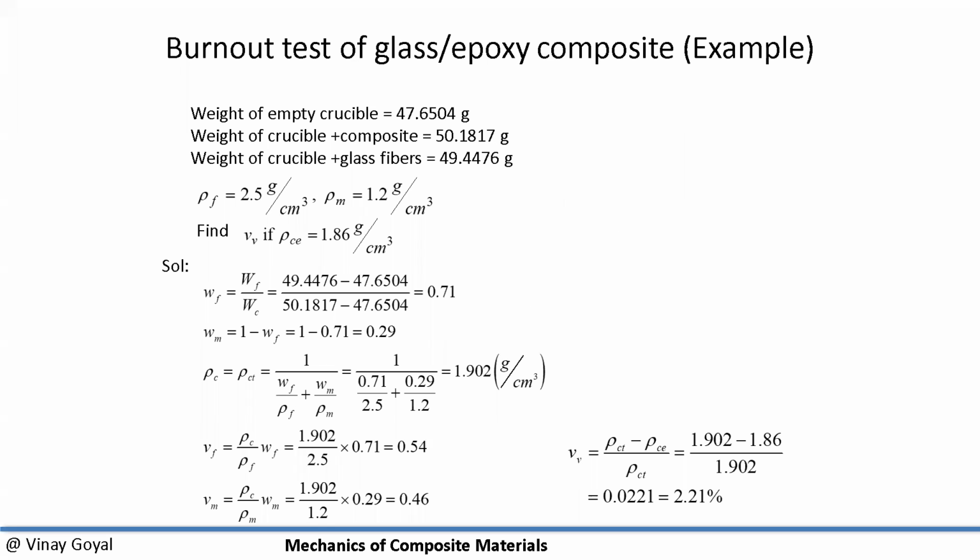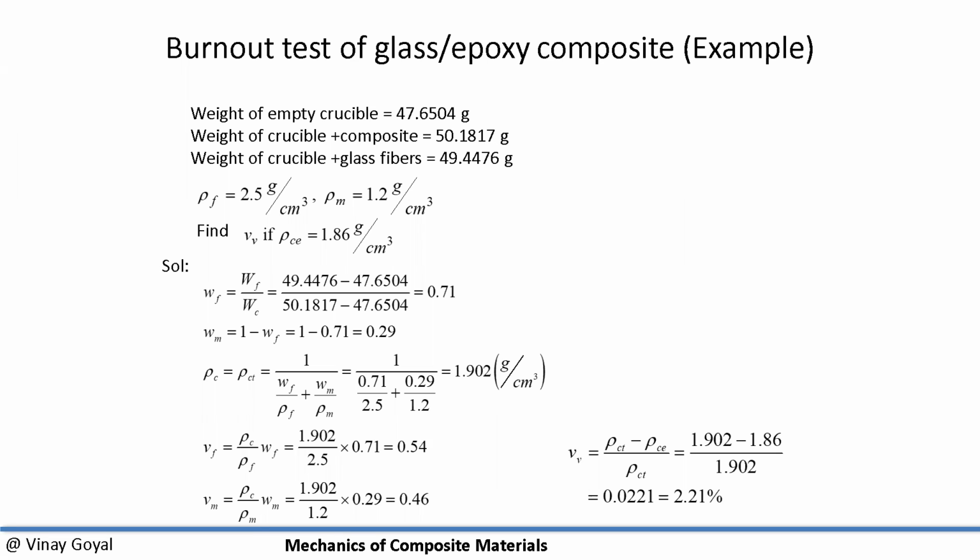So let's look at an example. We have the burnout test of glass epoxy composite with the purpose of measuring the void fraction. You can also measure voids by taking a cross-sectional examination of a laminate, trying to determine the area of voids you see and then extrapolating that to a void calculation. But one of the methods that's used is the burnout test.